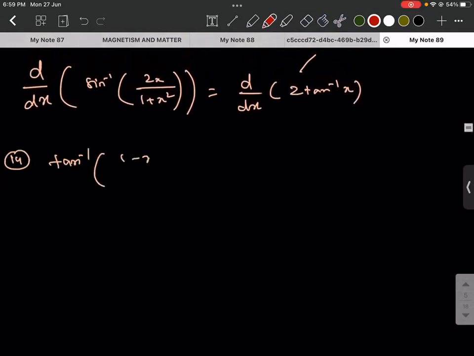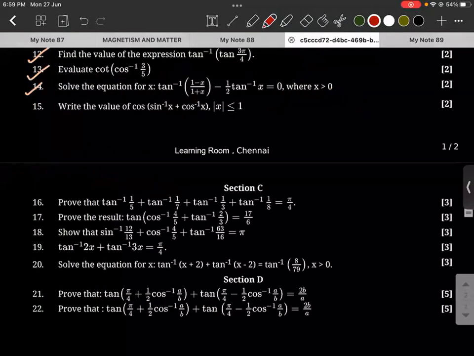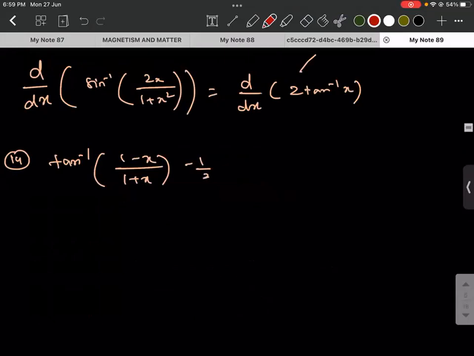Tan inverse of 1 minus x by 1 plus x minus half tan inverse x is equal to 0. Find the value of x. So what will you do? Okay, x greater than 0. You will take that half to the other side. Is there any better logic that we can think of?